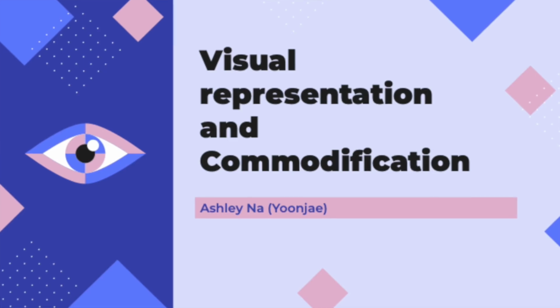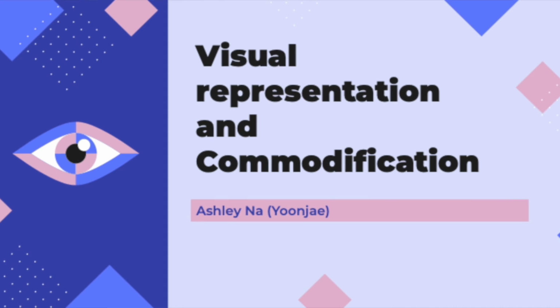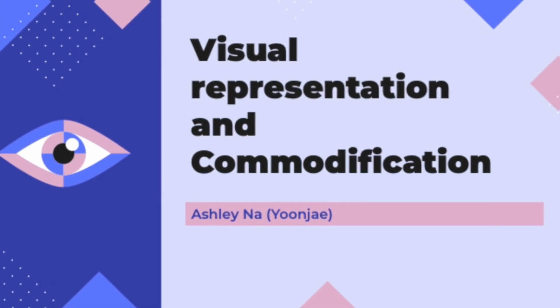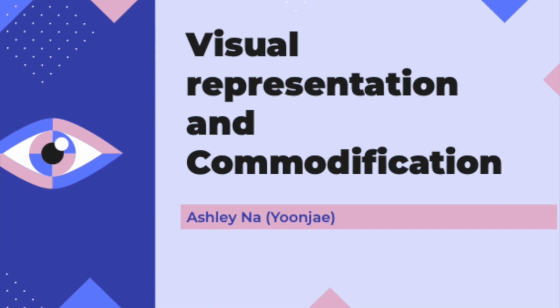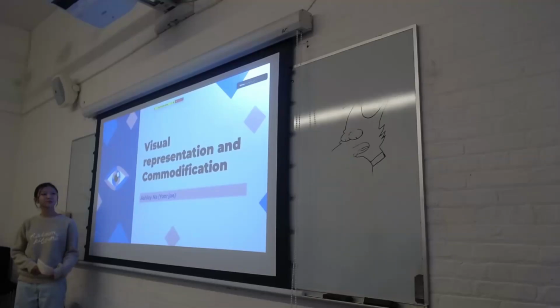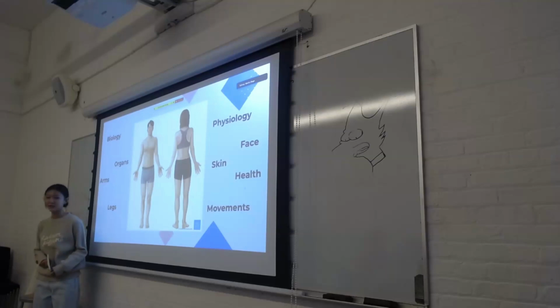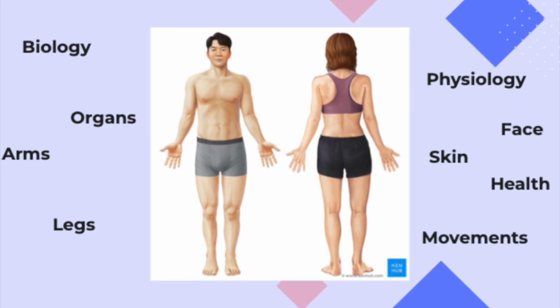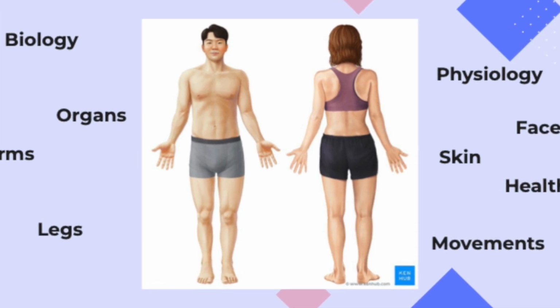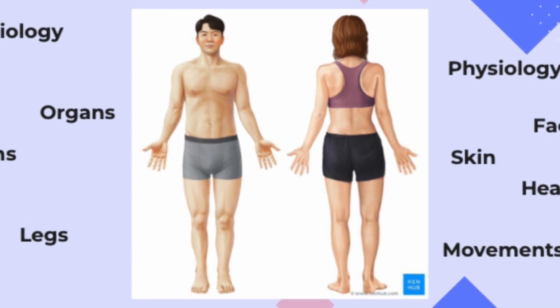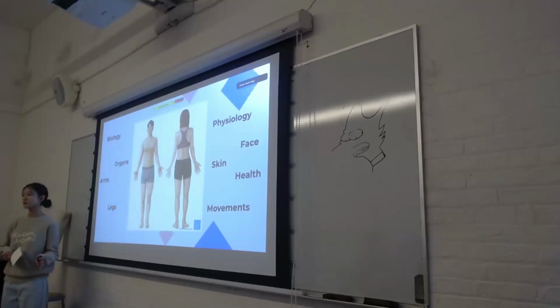Hello everyone, my name is Ashley, and I will be presenting about visual representation and commodification and how it is applied to our society. Before I begin my presentation, I have a question for everyone here. Is there a specific keyword or an idea or a thought that pops up in your head when you perceive an image of the human body? Or do you relate or agree to the keyword selection?